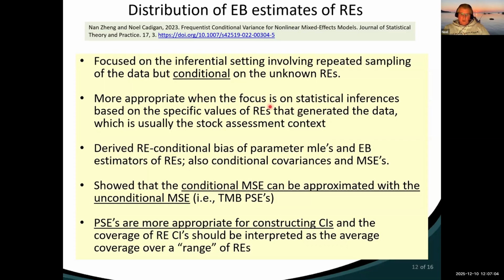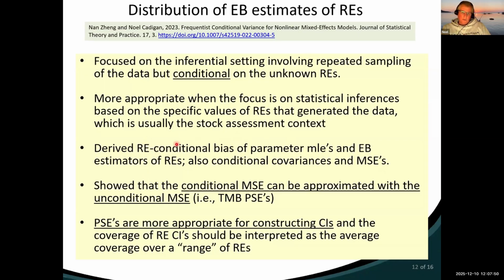So there was one set of stock numbers or one set of Fs that were realized for a particular stock, and usually in stock assessment our focus is on inferences about that specific set of stock sizes or Fs that occur. So we derived random effect. But in this conditional situation, there are bias issues in the parameter estimates and empirical Bayes estimates of random effects to worry about.